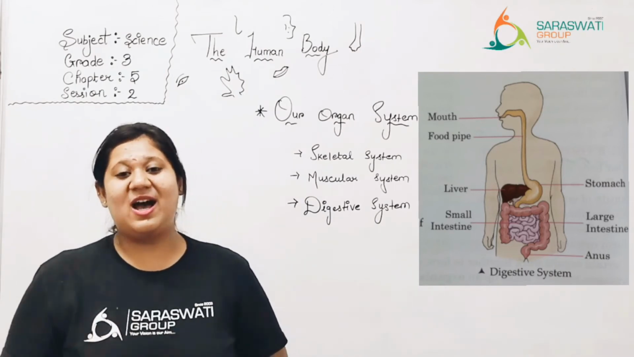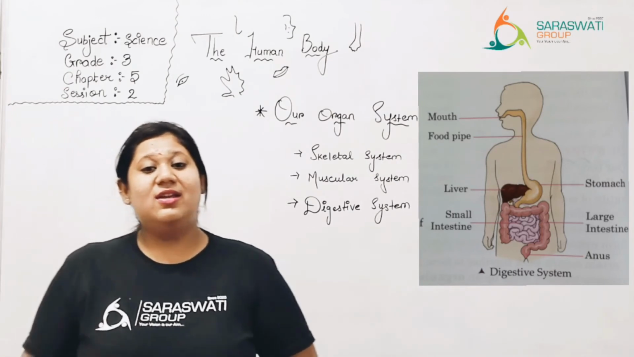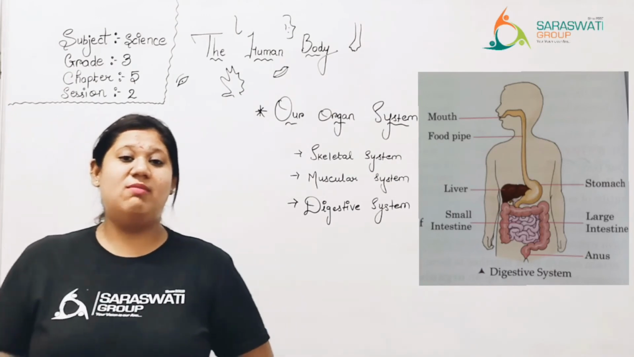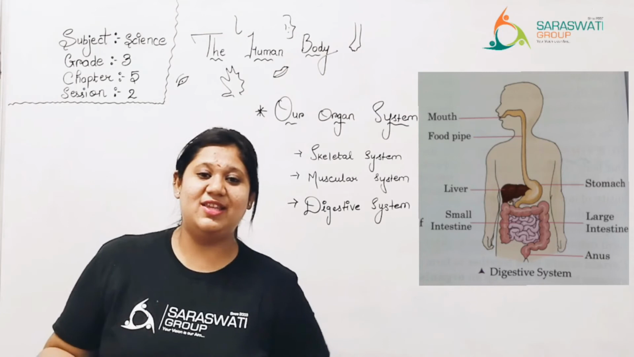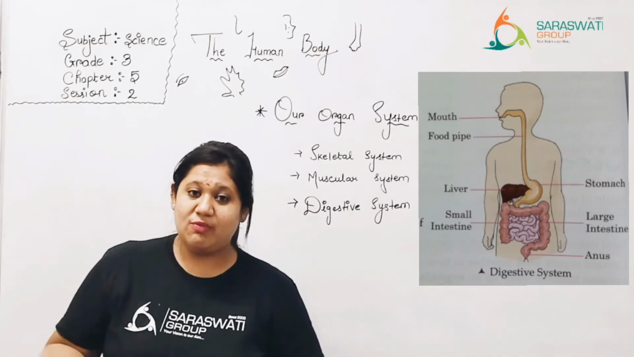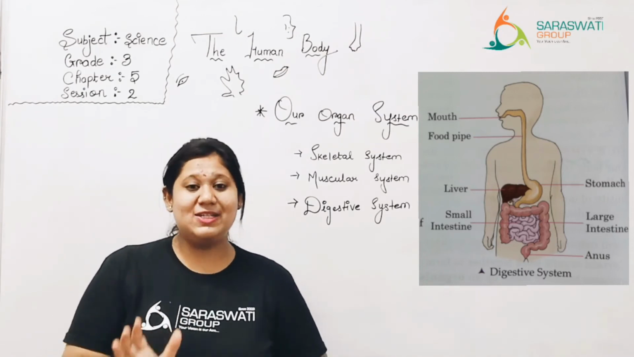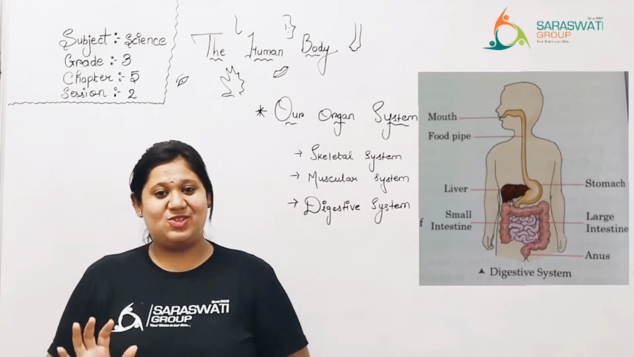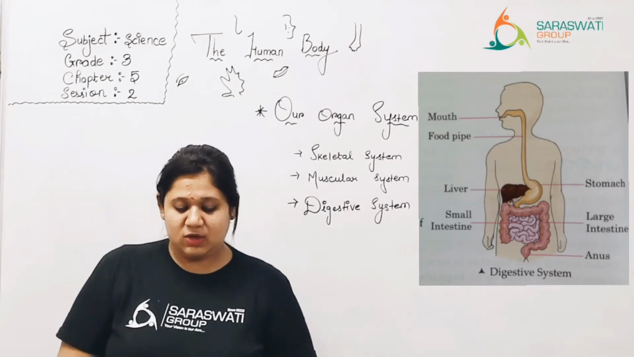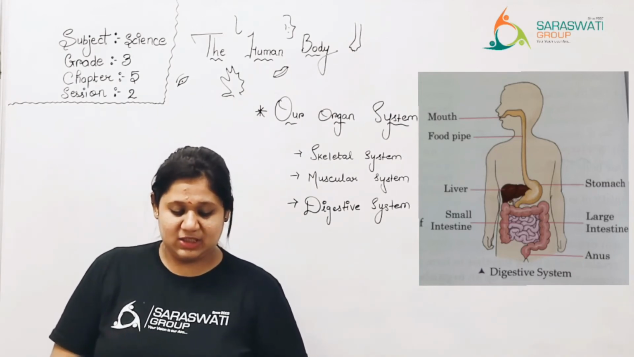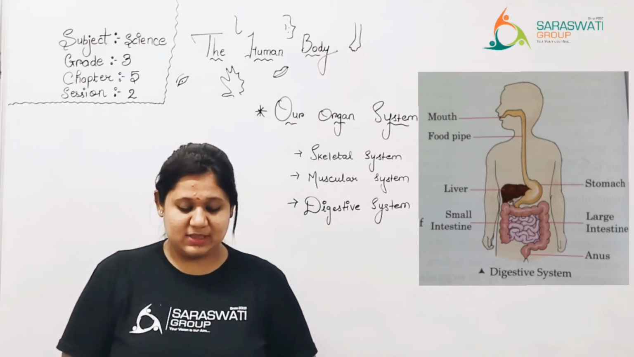हम कोई भी खाना खाते हैं, राइट? It converts its form, वो अपने फॉर्म चेंज कर देता है, राइट? तो वो when it changes its forms, that process is called digestion. Clear? The organs that help in digestion make up the digestive system.